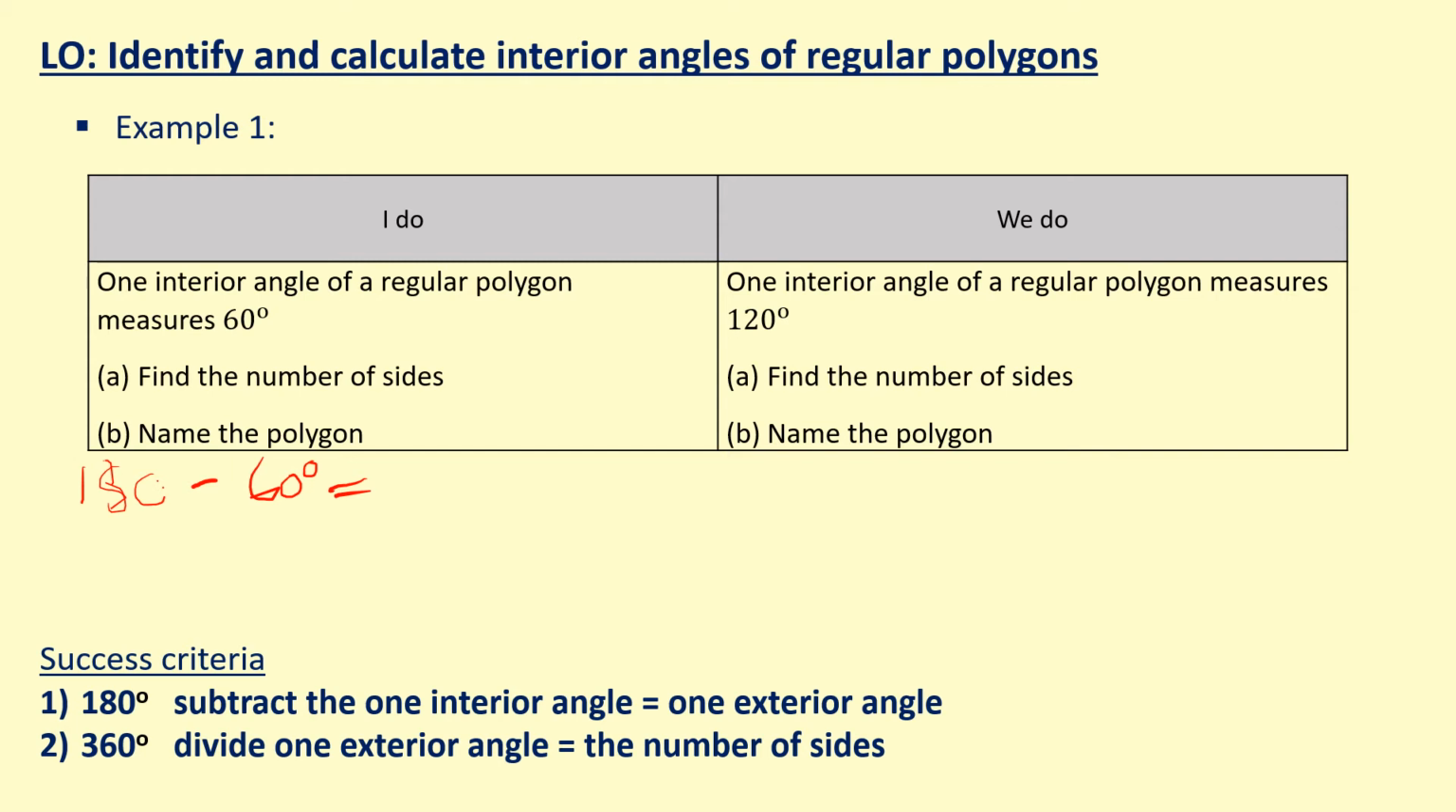And that's 120. And that 120 is our exterior angle, our one exterior angle. Now we take that exterior angle and we go 360. Remember all our angles divided by that one exterior angle. So we're on step number 2 here now in the success criteria. And that's going to equal the number of sides, which is 3. And we all know that that's a triangle. And that's our polygon. Pause the video, have a go at the we do, please.